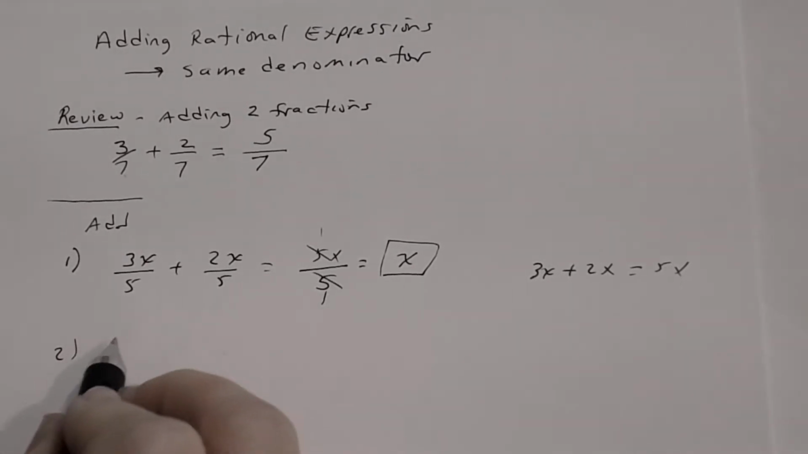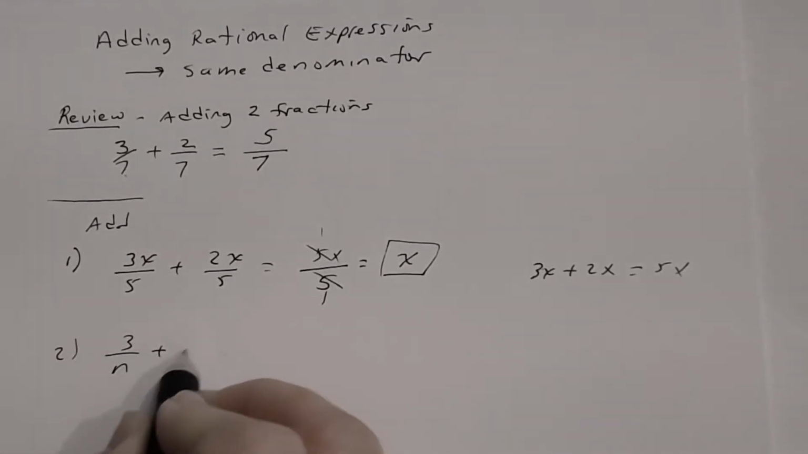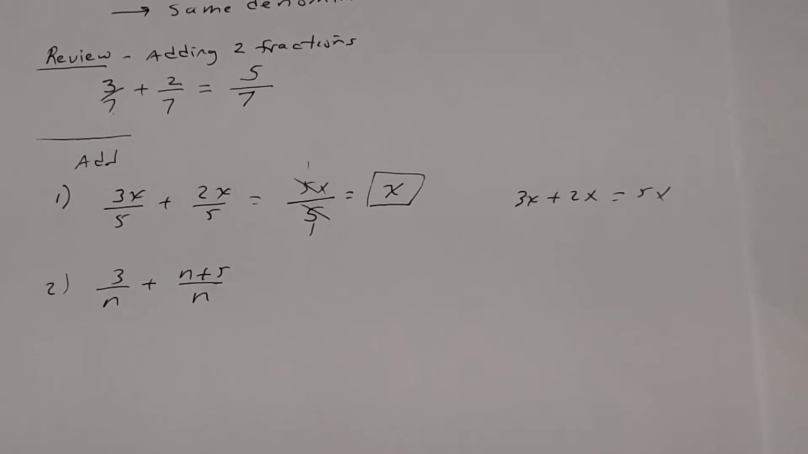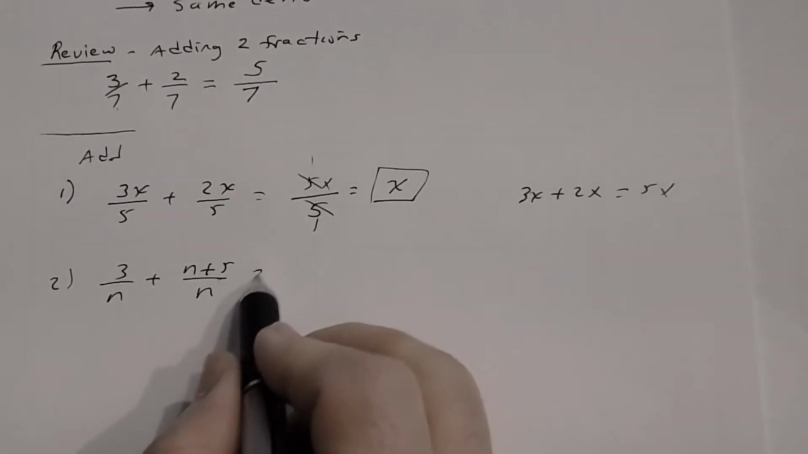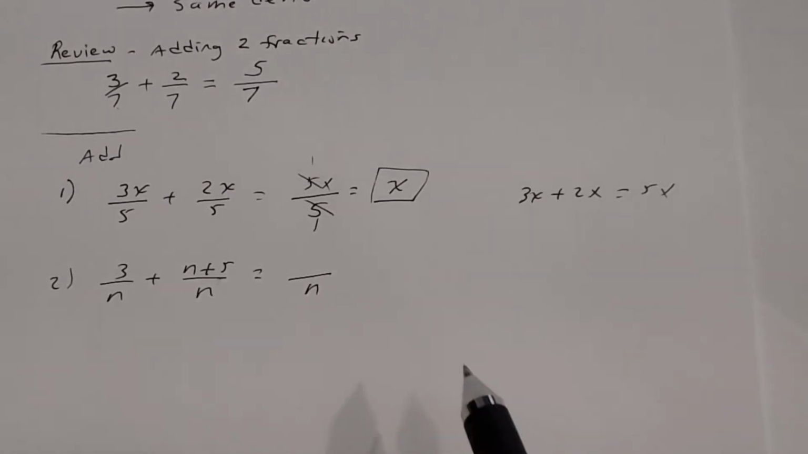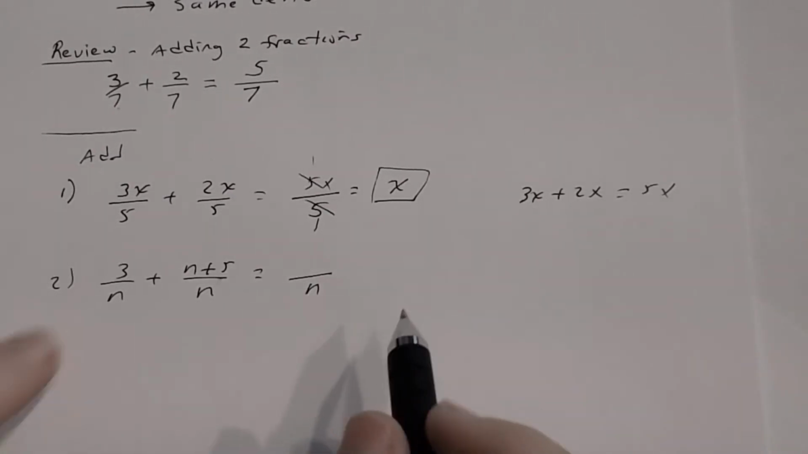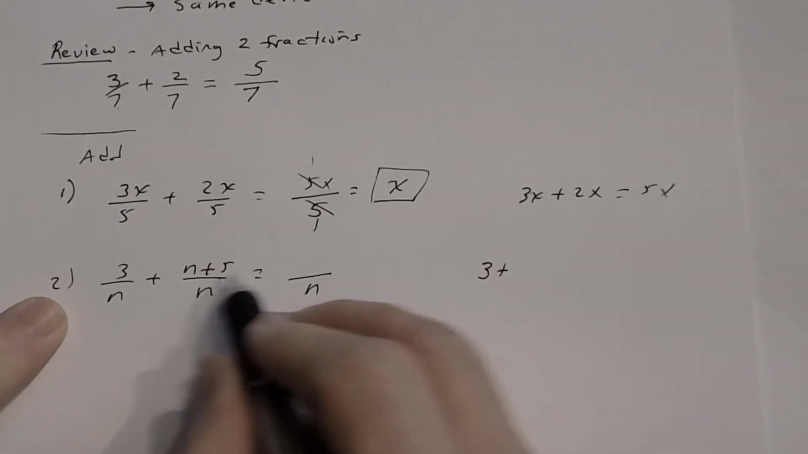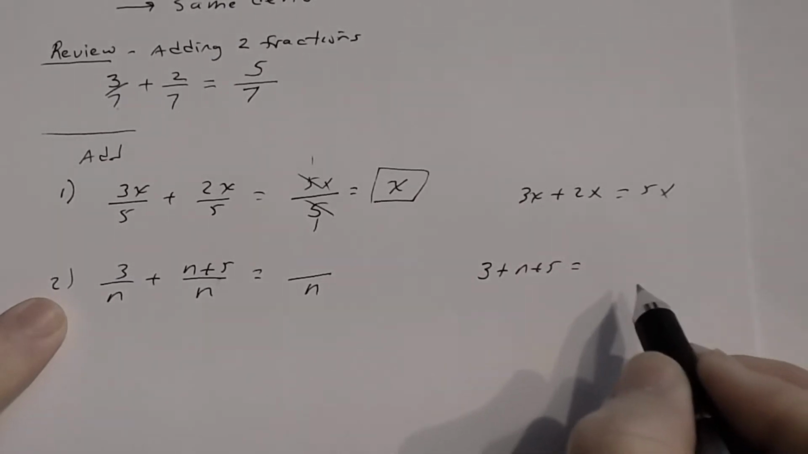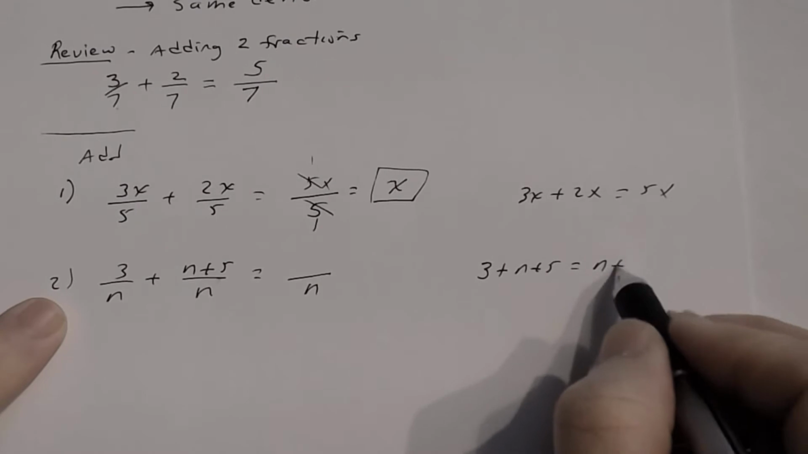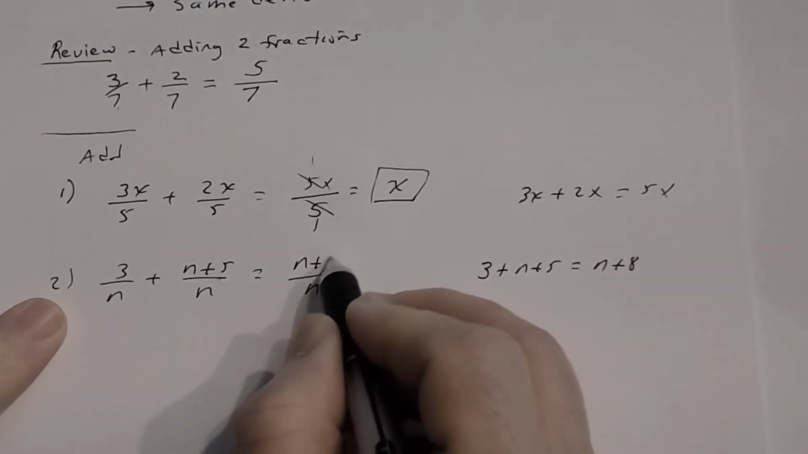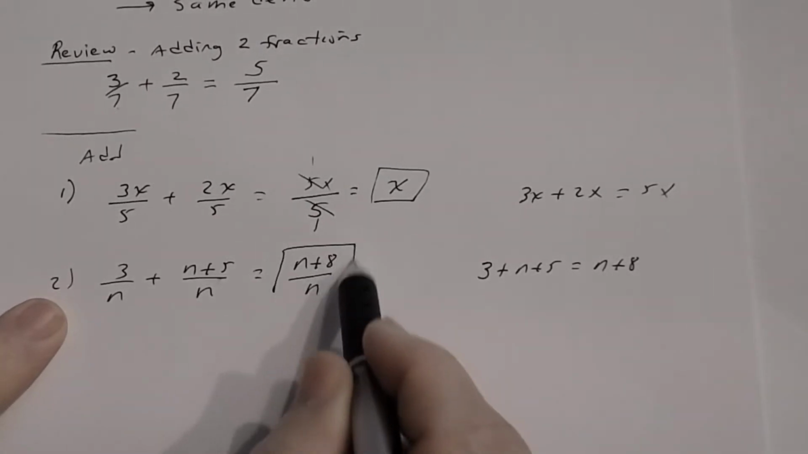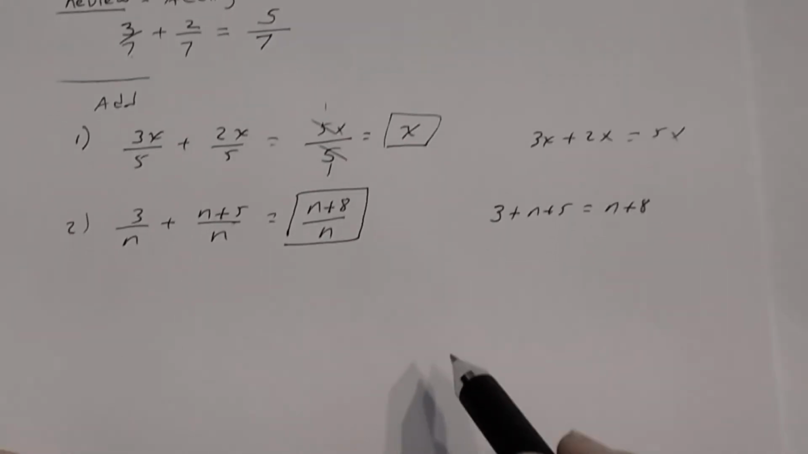Number 2, we have 3 divided by n plus n plus 5 divided by n. Notice the denominators are the same. So I'm going to write this as one fraction with that denominator. And for my numerators, I just combine like terms. I have 3 plus n plus 5, and when I combine like terms, I can combine the 3 and the 5, so I get n plus 8. That goes here. Then I can't reduce anything, so I'm done. That's your answer.